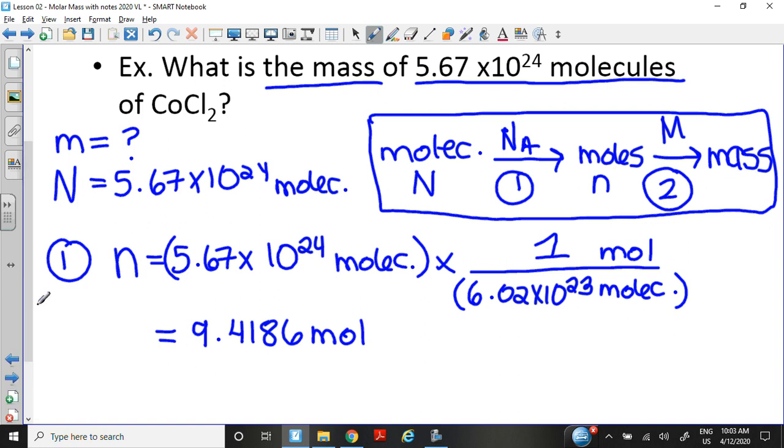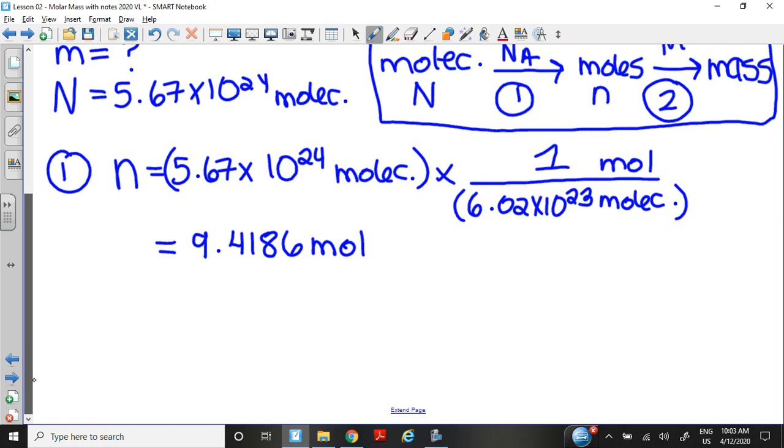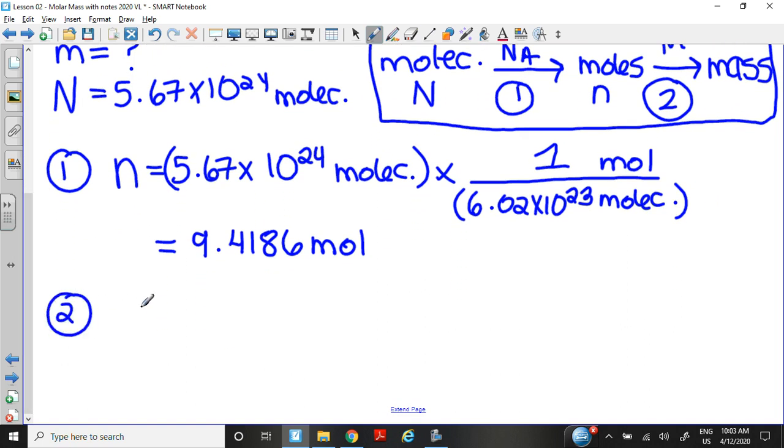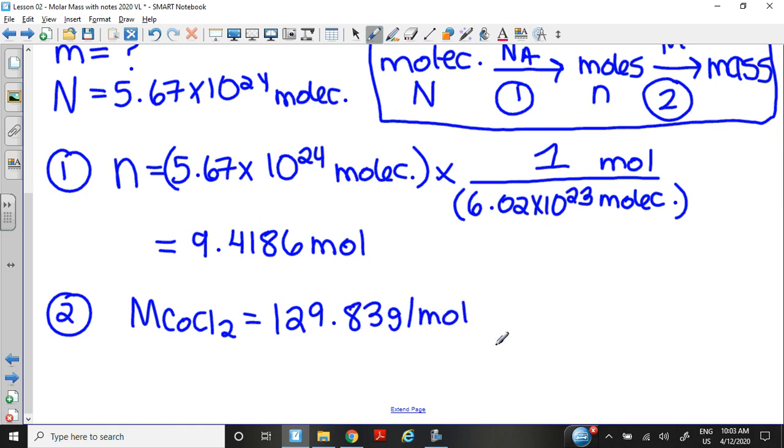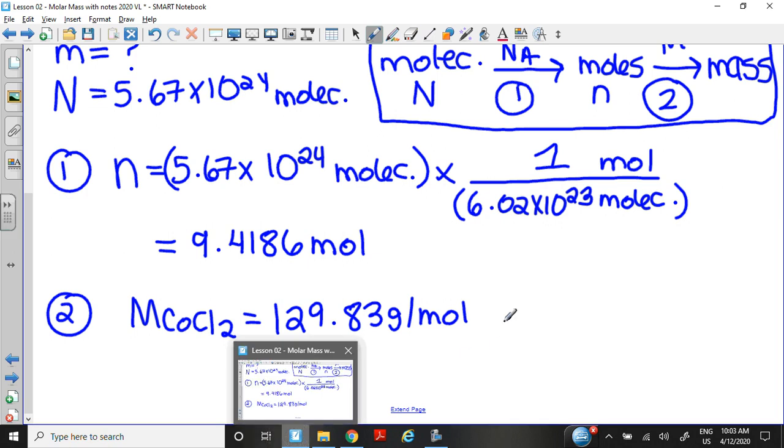So we did not get a molar mass in this question, but we know what the formula of our compound is. 1 cobalt, 2 chlorines. So before you go on to step 2, why don't you take a minute, pause, and see if you can find the molar mass. So try this out. All right, let's check what you've got. 129.83 grams per mole is what you should have gotten. So this is going to be our conversion here to help us as we move along.